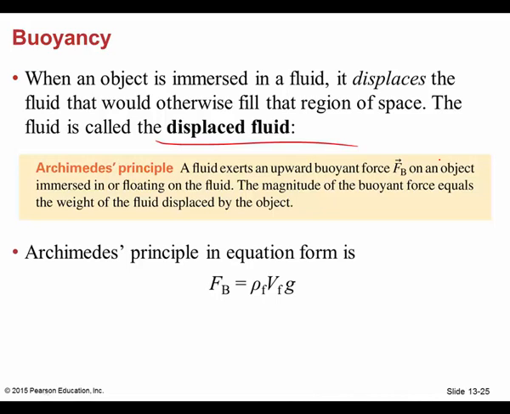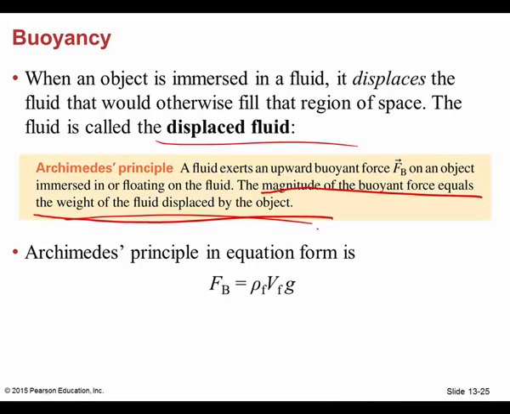That a fluid exerts an upward buoyant force on an object immersed in or floating on a fluid, okay? So the magnitude of the buoyant force equals the weight of the fluid. Very important. The magnitude of the buoyant force equals the weight of the fluid displaced by the object, not the weight of the object, okay? The weight of the fluid, not the weight of the object.